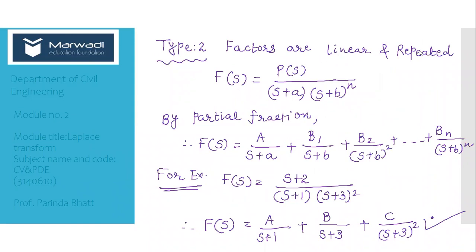Then we discuss type number 2. Factors are linear, but some factors are repeated. And we can write it in partial fraction manner like that. Here is one example for your understanding: A upon one different factor, B upon the repeated factor power 1, and C upon the repeated factor power 2.